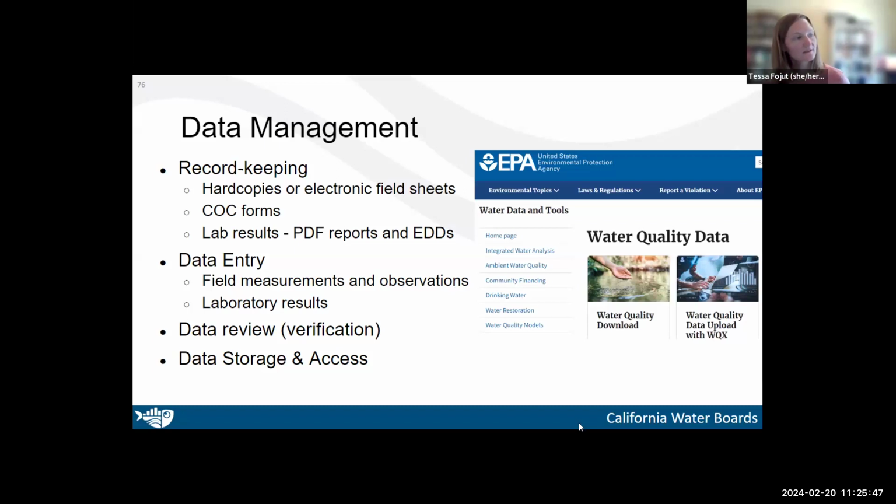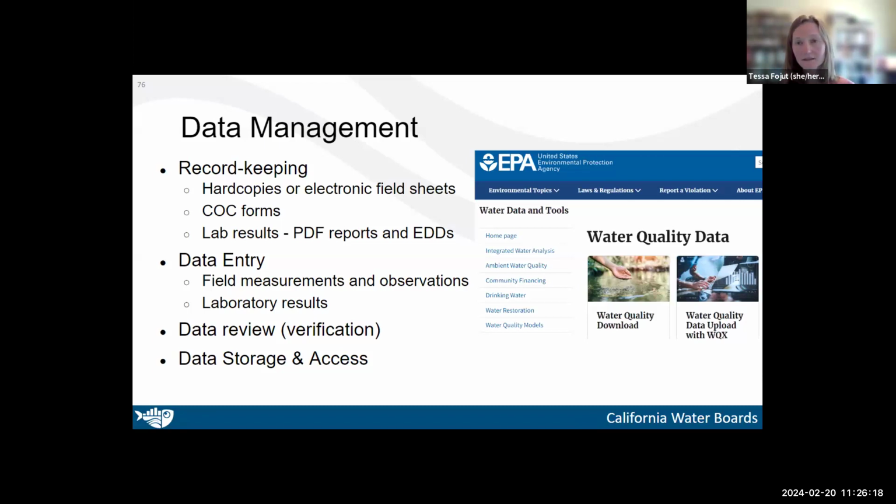Data entry is a piece where you're taking your paper sheet from the field and then entering that maybe in a spreadsheet or a different electronic format, to be able to save it that way. And then you'll also get your lab results. You can get those in an electronic format. So those could eventually go in a database or be submitted somewhere if that's of interest.